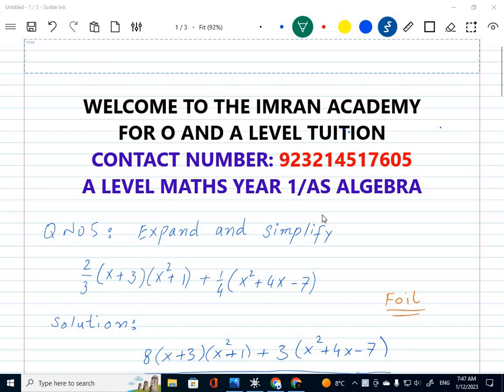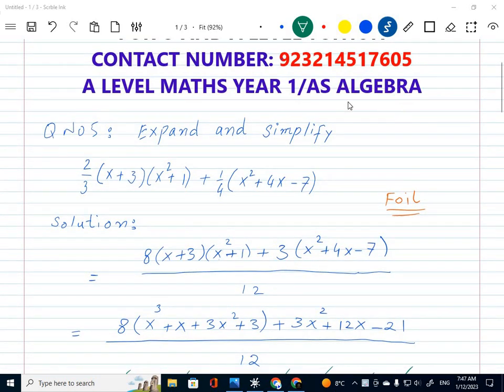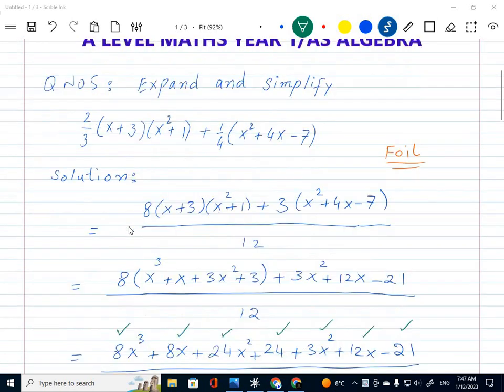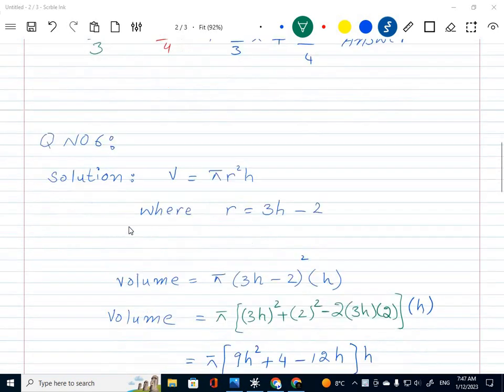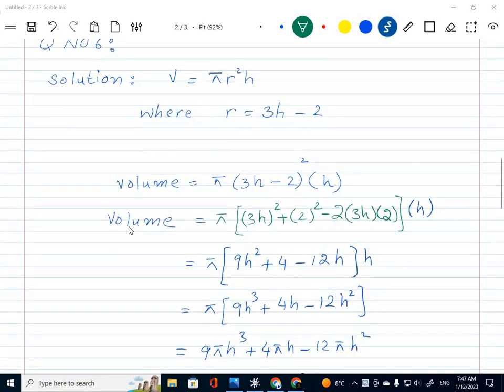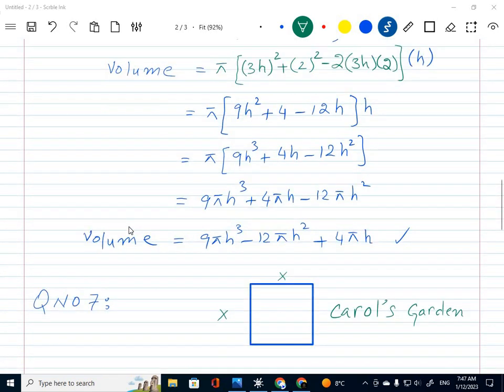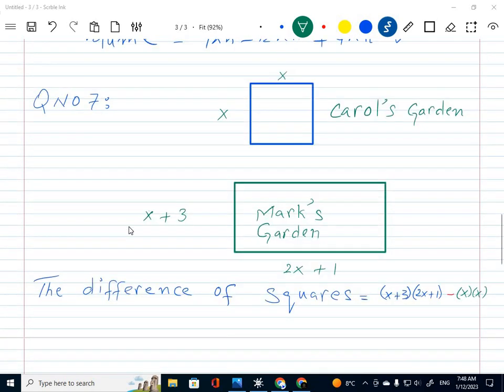In the previous two lectures we discussed question number 5. Here we are discussing algebra. Question number 5 was discussed by me, then I discussed question number 6, and today I'm going to discuss question number 7. So what is the question?